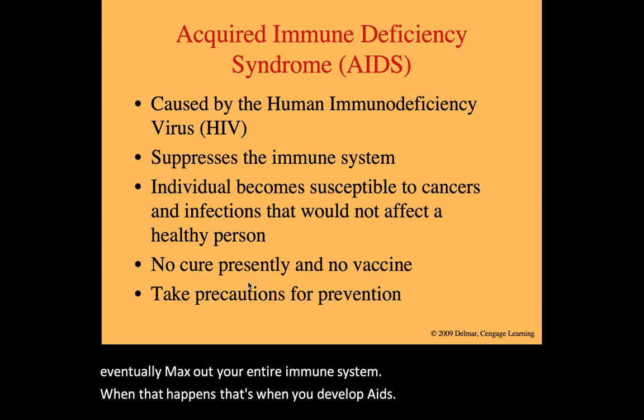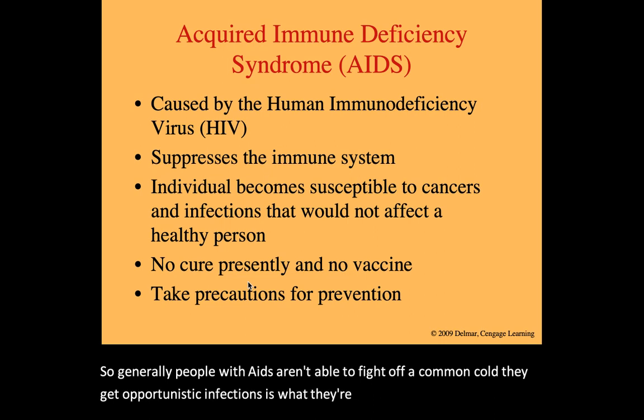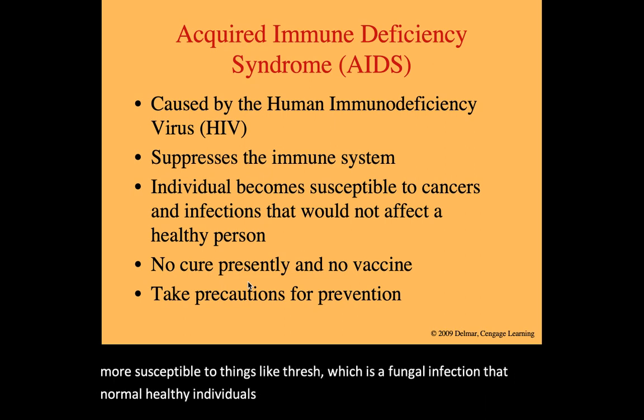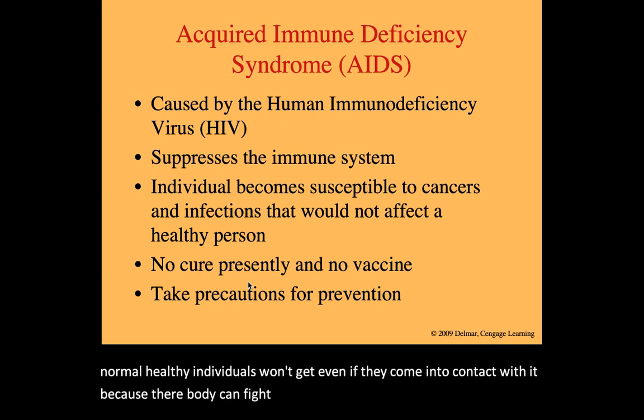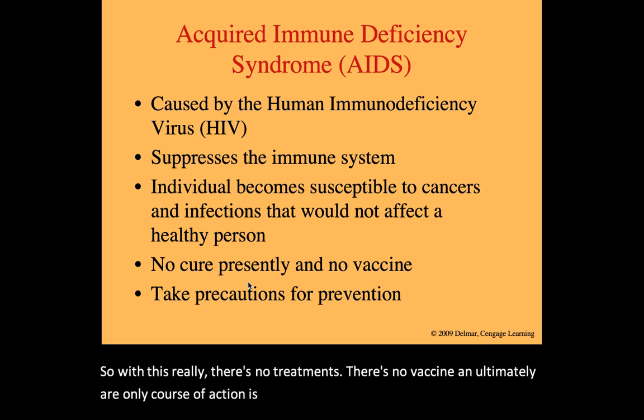Okay, so generally people with AIDS aren't able to fight off a common cold. They get opportunistic infections is what they're called. And so they could be more susceptible to things like thrush, which is a fungal infection that normal healthy individuals won't get, even if they come into contact with it, because their body can fight it off. So with this, really, there's no treatment, there's no vaccine, and ultimately our only course of action is to prevent people from getting HIV.